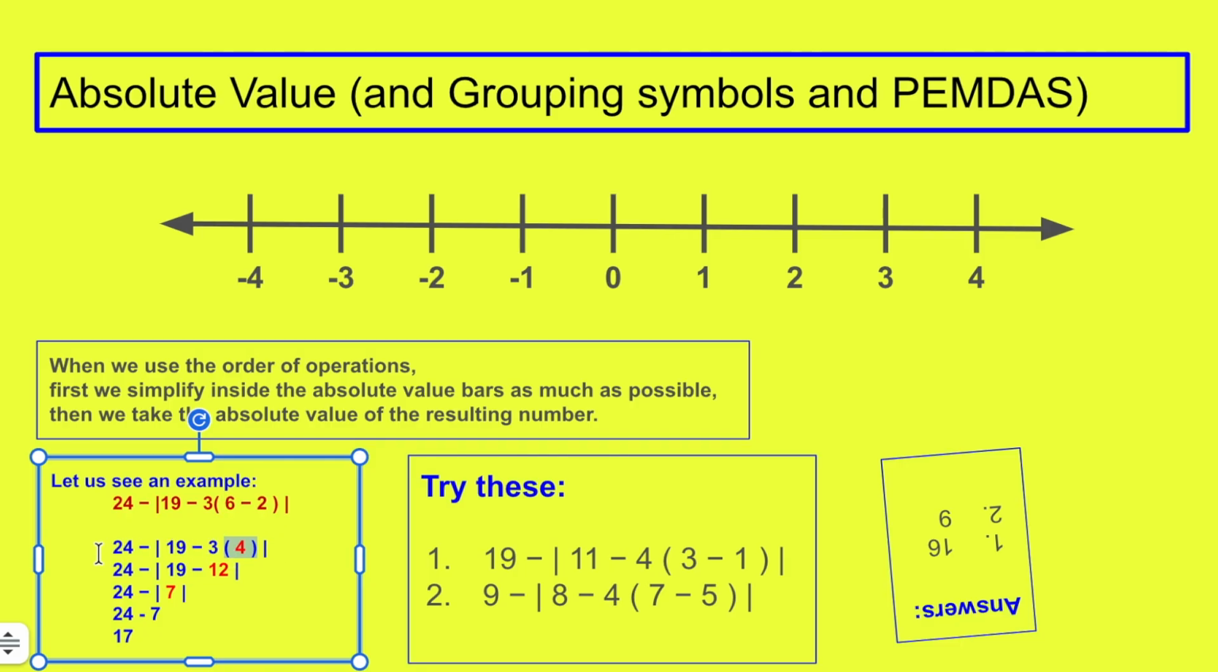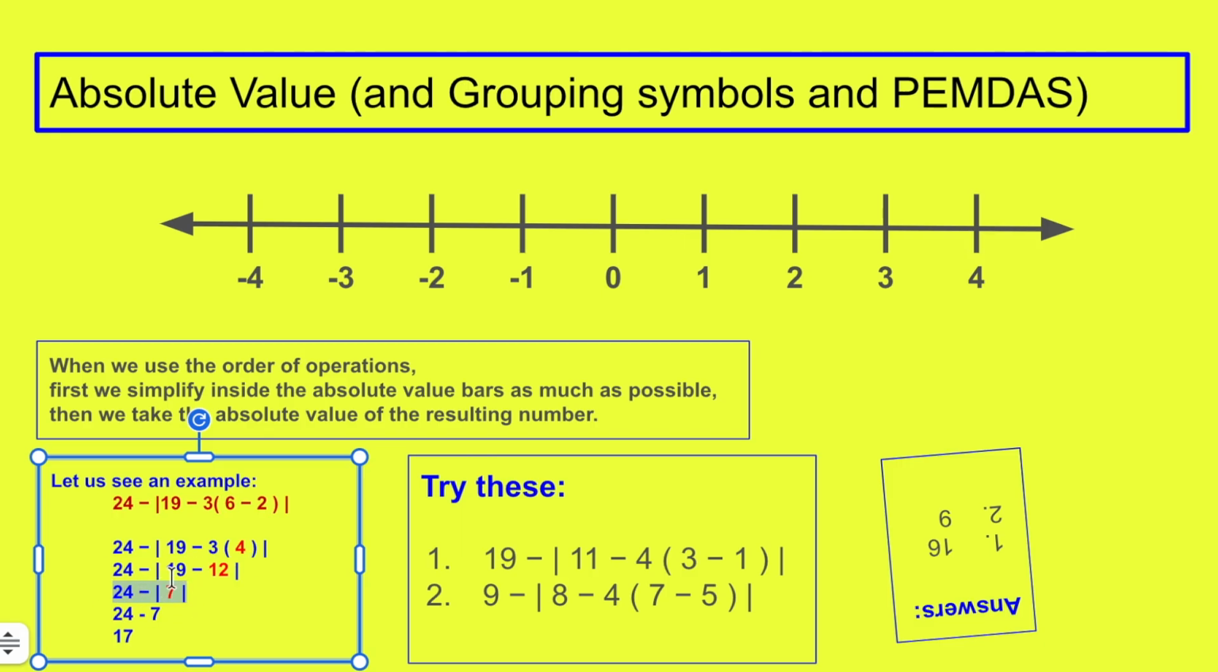Next, in this 24 minus absolute value of 19 minus 3 times 4, still inside the absolute value there is a multiplication involved. So we have to do that. Remember, this order of operations is very important. 3 times 4 is 12. That is what we did here, and 19 remains the same and 24 remains the same, and the absolute value still remains. Then the next step, we convert this 19 minus 12, which is 7, and the absolute value still remains.